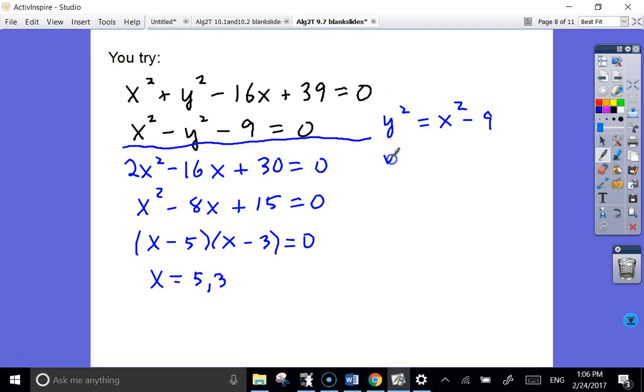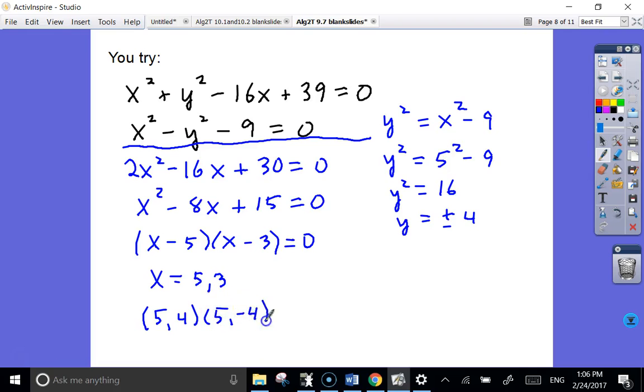Now when I plug in 5, I get y squared equals 5 squared minus 9. So that is 25 minus 9, which is 16. So y equals plus or minus 4. Don't forget the plus or minus. That's 2 points: the point (5, 4) and the point (5, negative 4). Now let's plug in 3. Y squared equals 3 squared minus 9, which is 0. So y equals 0, and that is the point (3, 0). So we had 3 intersection points between a circle and an ellipse.